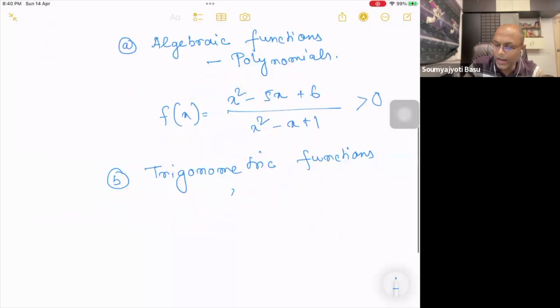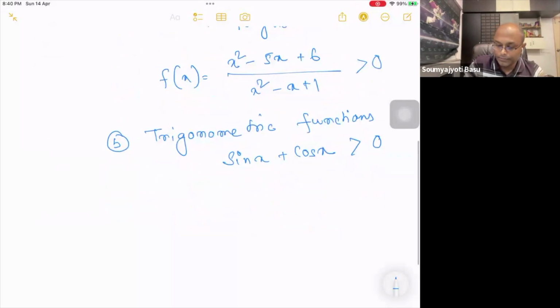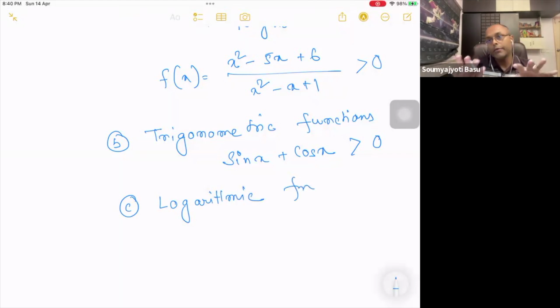For example, you may be asked to find out when is sin x plus cos x greater than 0. That's an inequality on trigonometric functions, okay? It can be logarithmic functions and so on. So basically, any type of function, and we try to find out the points of the independent variable where it is not equal to 0. That's an inequality. And this type of inequality is very common.